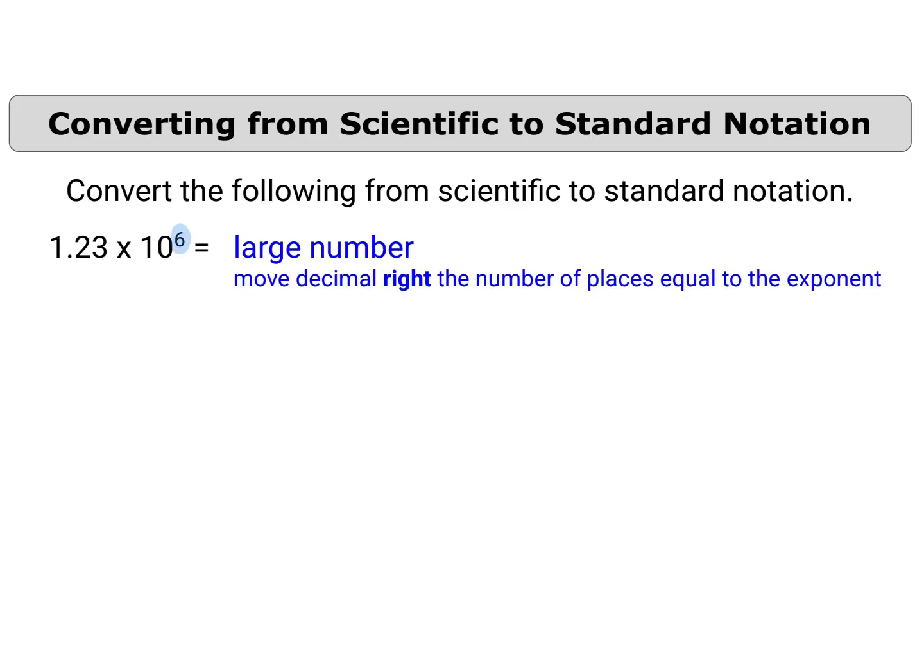Remember, when we have a positive exponent, that means we have a large number. So we're going to look at our coefficient, 1.23, and we're going to move our decimal right the number of places equal to the exponent. So our new decimal point will be here, and we'll have to put zeros in as placeholders, and then we could put our commas in there. Therefore, 1.23 times 10 to the 6th power would be equal to 1,230,000.